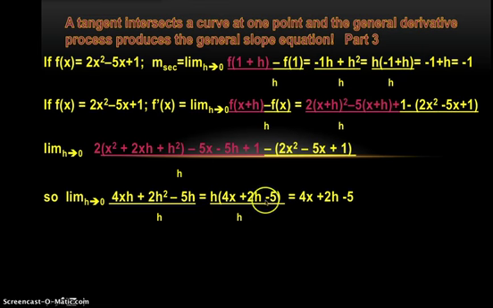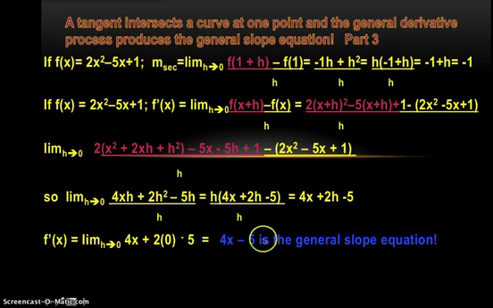And so what we want to do is take the common factor h out and cancel it, which leaves us 4x plus 2h minus 5. Again, we would substitute in h equals 0, which gives us 4x minus 5. This is the general slope equation, f prime x, of the equation f of x up here, which is the parabola 2x squared minus 5x plus 1.